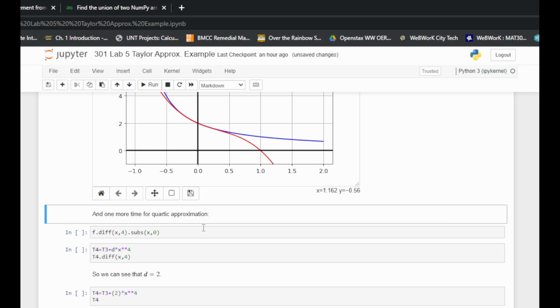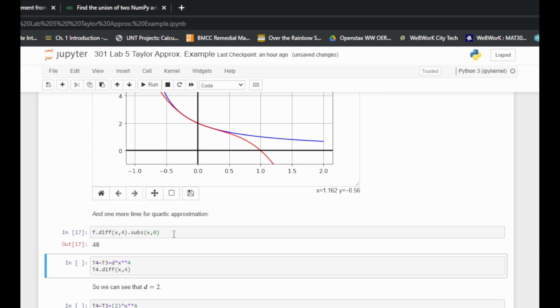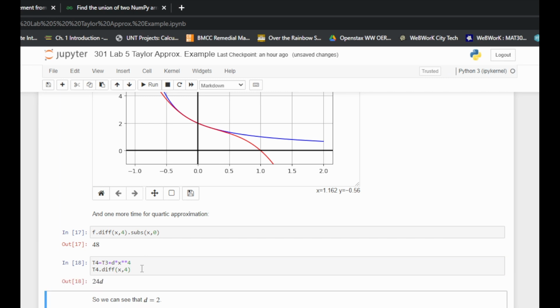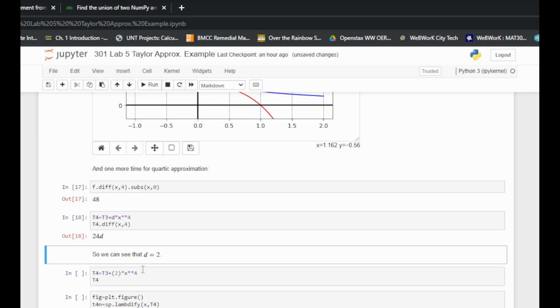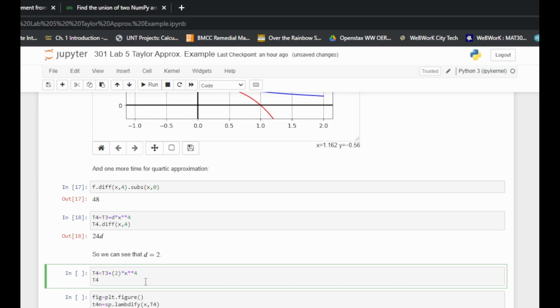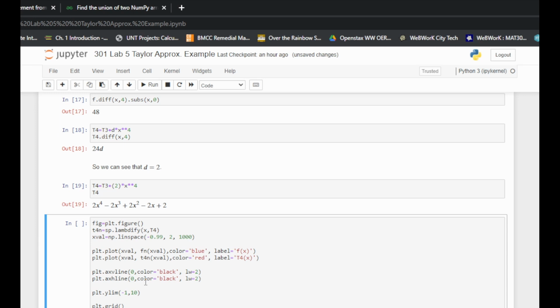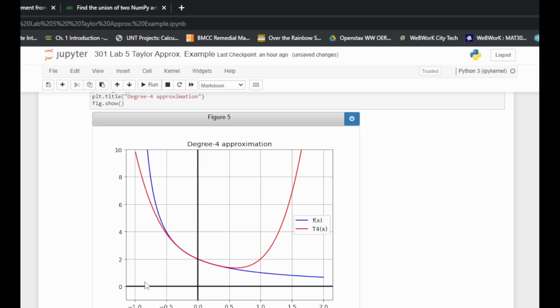We can do it one more time. Let's do this for a fourth degree polynomial. So we find a fourth derivative of f, which is 48. We create our fourth degree polynomial, which is t3 plus d times x to the 4. We find the fourth derivative of that. That's 24d. So we solve for d. We get that d is 2. And we have our fourth degree approximation.